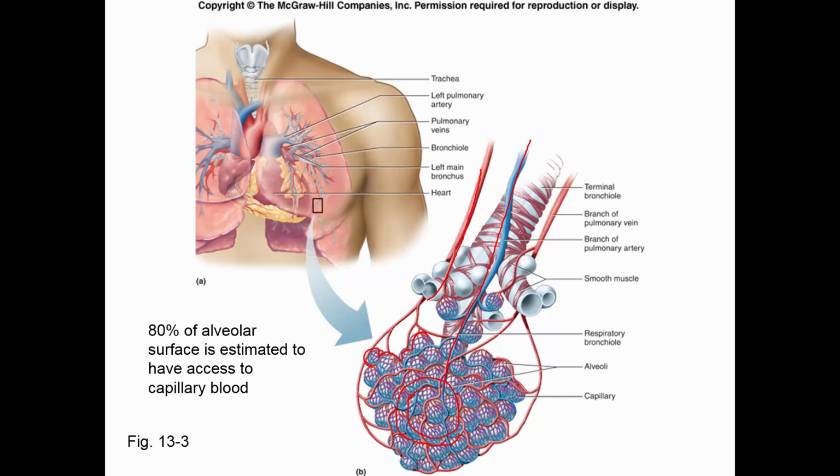Notice that we have some smooth muscle regulating the size of airways, and we're down to a point where we have lost the cartilage. You see a little bit of the cartilage at this part of the picture. So there's a huge interface of the alveolar epithelium and the blood supply, and it has been estimated that 80% of the alveolar surface is in communication with capillary blood.